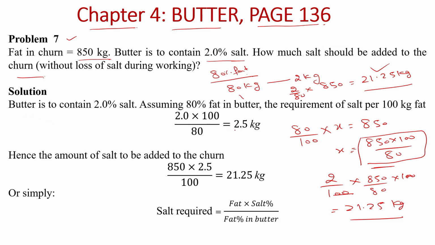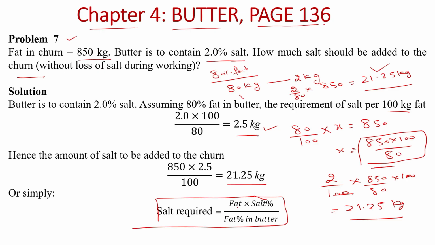Another way to calculate, which is given in the book itself, is that you first calculate for 100 kg fat how much salt is required. If you are assuming that there is 80% fat in the butter, then for 100 kg fat the salt required is 2 into 100 divided by 80, that is 2.5 kg. The amount of salt to be added to the churn: if 100 kg needs 2.5 kg, for 850 it will be 850 into 2.5, that is equal to 21.25 kg.